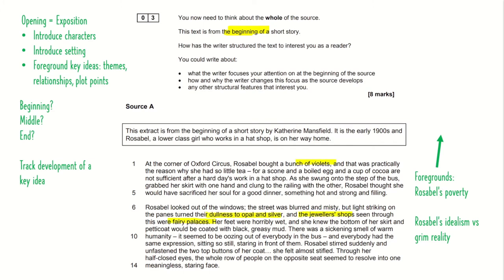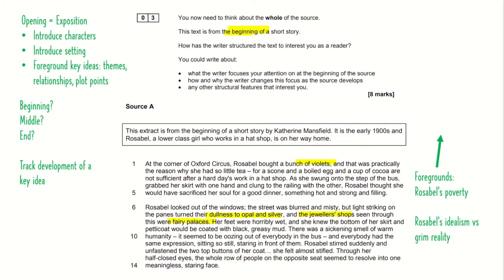When I come to write my answer, I am not going to be analysing the metaphor of fairy palaces. I am not going to be analysing the connotations of opal and silver, because that is analysing language. Instead, I am going to be commenting on why tell us this at this point. Why give us that information at this point of the story?